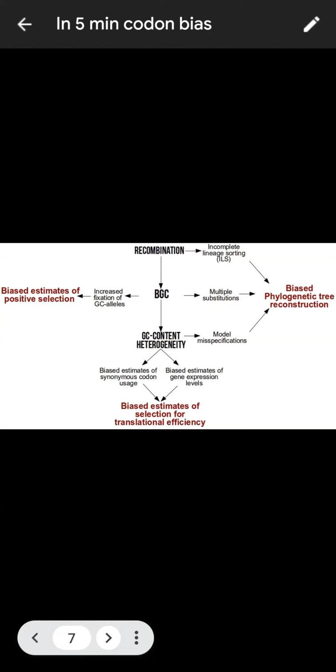On the far right, we can see it also changes the phylogeny trees. So when we try to develop history changes in the DNA, we have to take into account codon bias because it's no longer according to mutations and evolution. On the bottom, it reemphasizes this because the biased estimates for selection changes how the DNA is expressed.